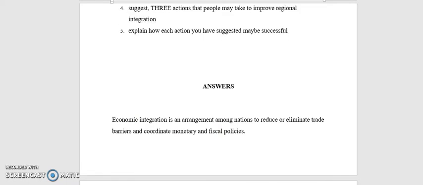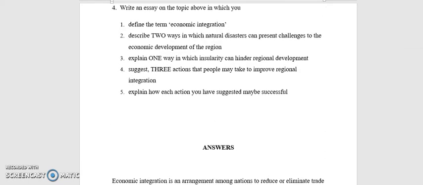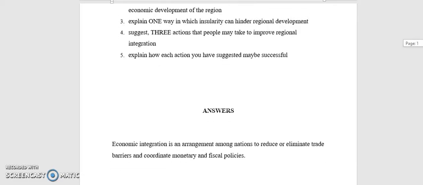All right. So we're writing our essays now. Let us look at the second question. Describe 2 ways in which natural disasters can present challenges to the economic development of the region. And remember, when we talk about natural disasters, we're talking about things like earthquakes, volcanoes, floods, hurricanes, right? All of those are classified as natural disasters. So, in which way or how do these natural disasters present a challenge to the economic development of the region? All right, let me show you my answer.